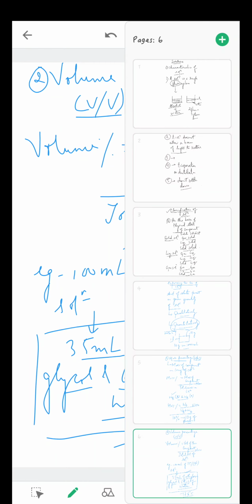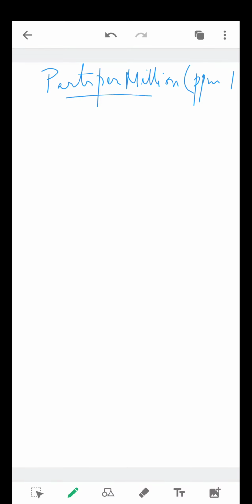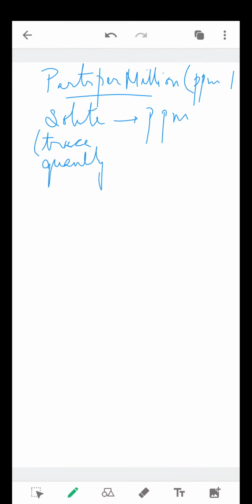After that, the next concentration term that we have to study is parts per million, ppm. When a solute is present in trace quantity, trace meaning very little amount, the concentration is expressed in parts per million.